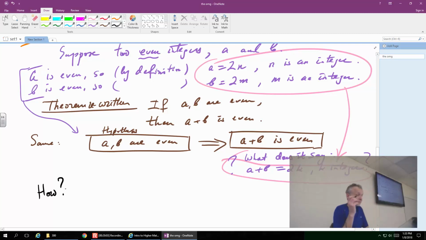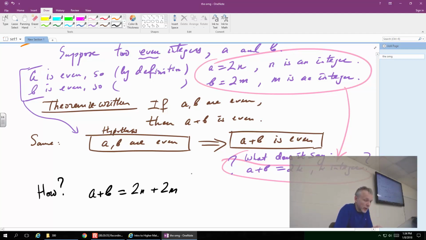What do we do? Substitute. Yes. So where? For a plus b equals 2k. That's right. So substitute a plus b. We introduce two new integers. a and b were given on the left. We introduce two more integers, n and m. Now we want to get rid of a and b so that they wouldn't be in the way, because we're now talking about the sum. So it will be 2n plus 2m.